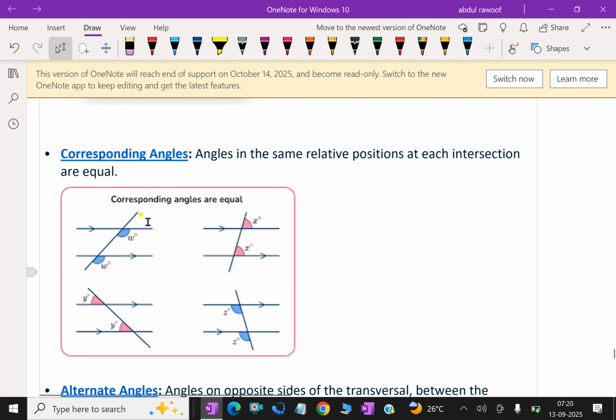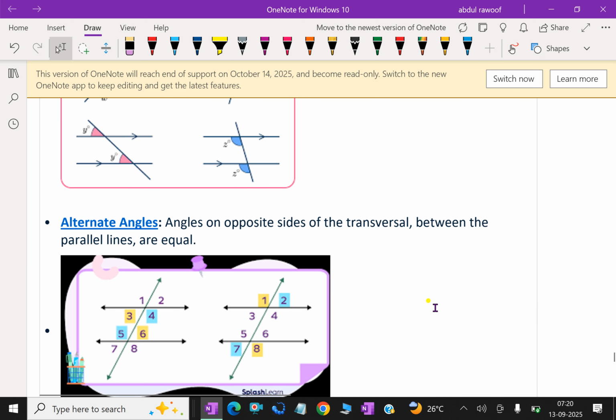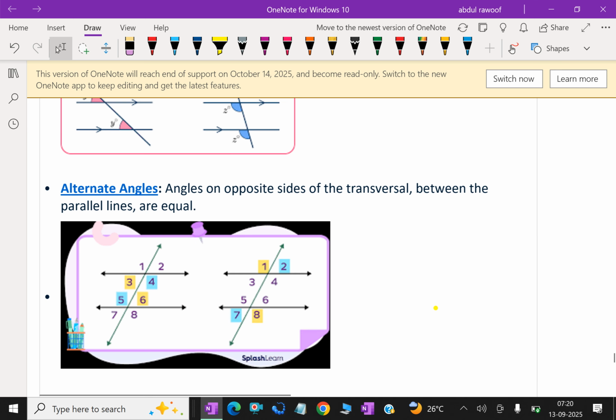Look at here, these are corresponding angles. Some figures are given. This W and W are corresponding angles. The blue colored angles are corresponding angles. Here, here, here. What are alternate angles? Angles on the opposite sides of the transversal between the parallel lines. Look at, these are two parallel lines, and this is the transversal. Angles on opposite sides of the transversal.